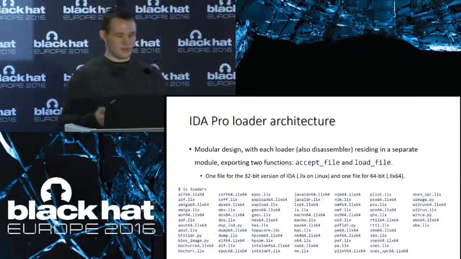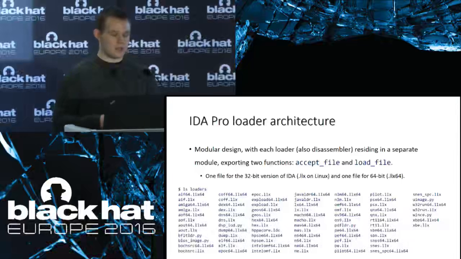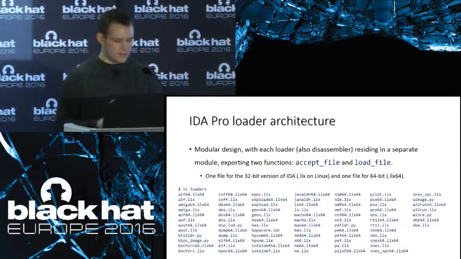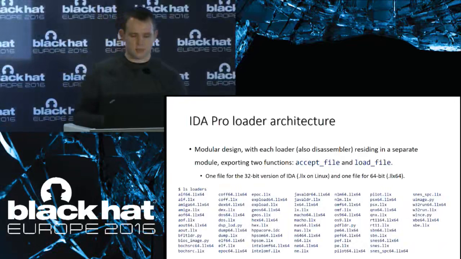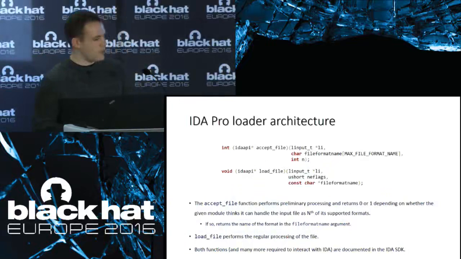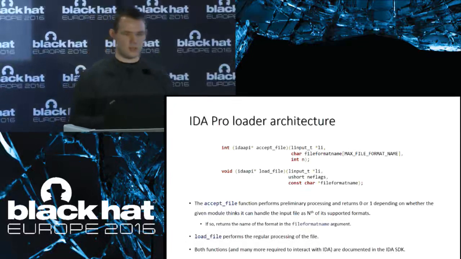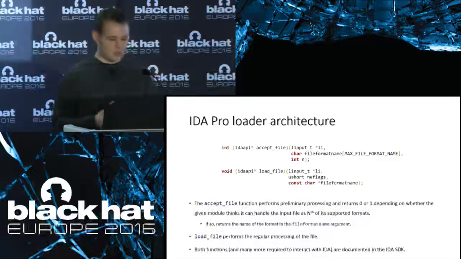It turns out after a few minutes that they have a modular design, with each loader being inside of a separate file. Inside of your installation directory, you have a long list of files, which are basically just DLLs or shared objects or some other file depending on the architecture, which export two functions, accept_file and load_file. You have two versions of each of those files for the 32-bit and 64-bit versions of IDA. The definitions of those two functions you can see here. They are also documented in the IDA SDK. They are very simple. They just take some input stream and output some information about the file.